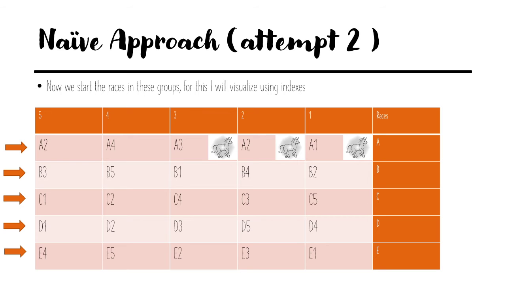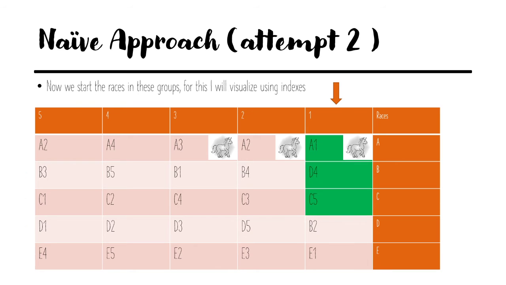Let's do a race. We have results of our race. We then check, okay, based upon our naive approach, the result is A1, D4, C5. Completely wrong. It doesn't work. Because the horses are there, A3, A2, and they're not in the group. So we need to think a bit smarter.